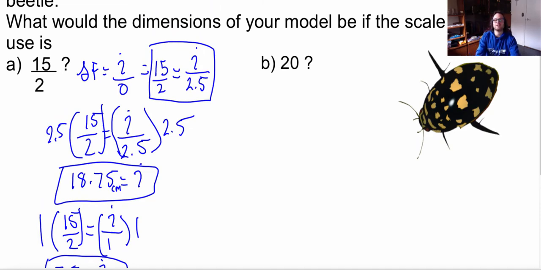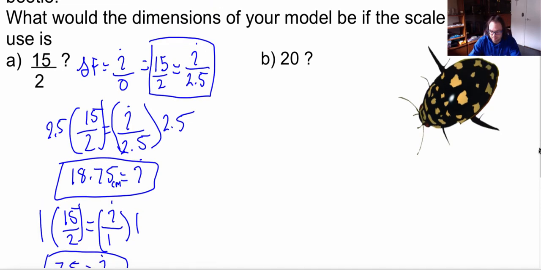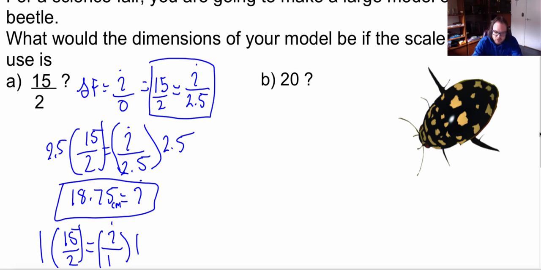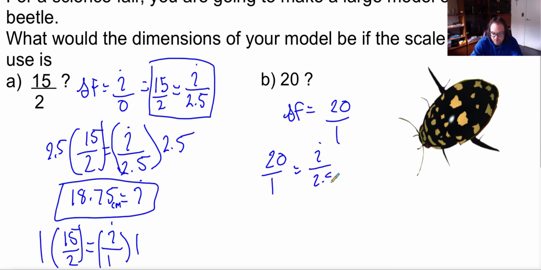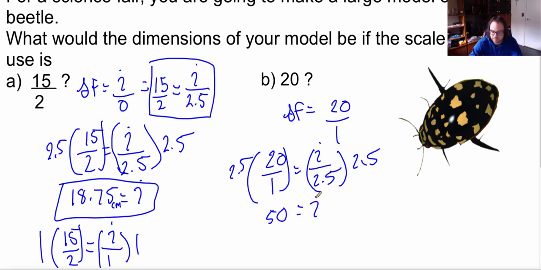If my scale factor is 20, what will his dimensions be? So here, my scale factor is equal to 20 over 1, because my image will be 20 times bigger for every 1. Now we're going to go 20 over 1 is equal to, so we're first going to do the I over 2.5. So we want I by itself, solve algebraically, multiply by 2.5, multiply by 2.5. That's going to end up giving me 50 is equal to I.